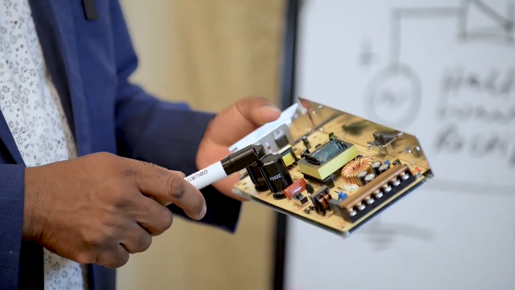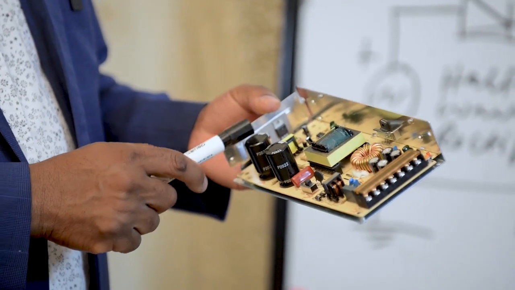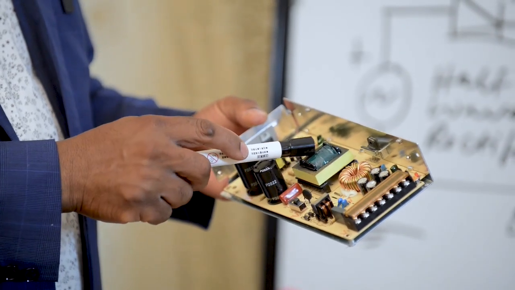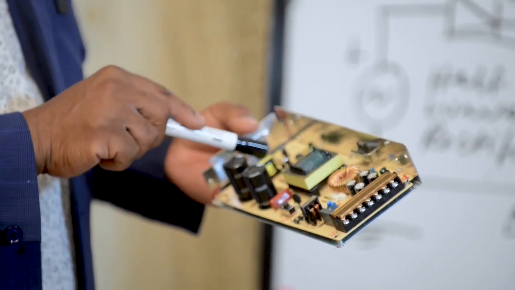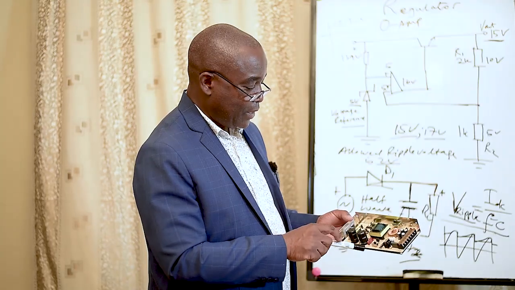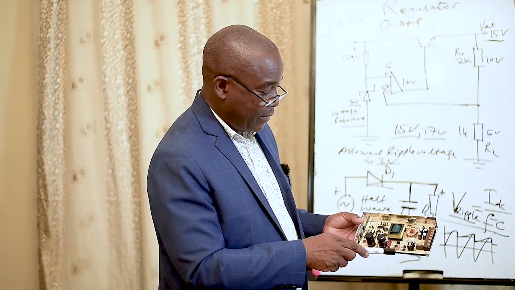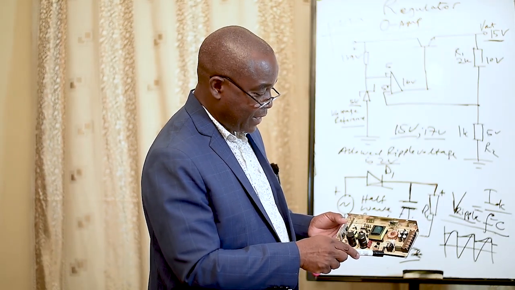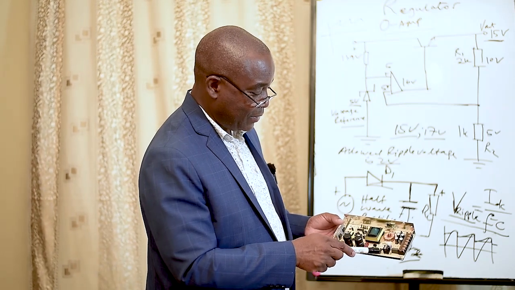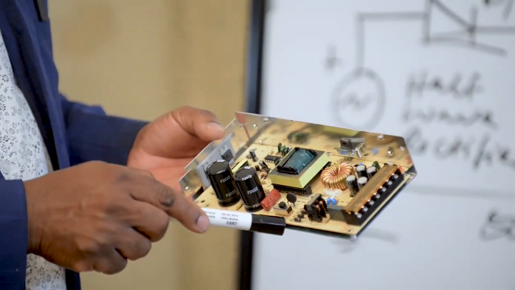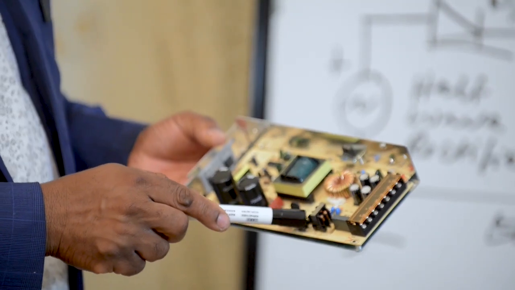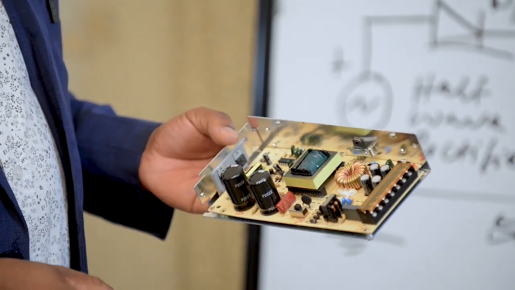We have capacitors. These are capacitors. We have a transformer. This is our transformer. Also, this is the secondary of the transformer. We also can see we have diodes here. This is a rectifier circuit. 1, 2, 3, 4. The full wave bridge rectifier, because as we have seen here we have 4 diodes.